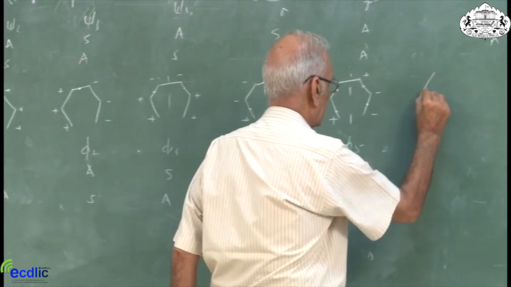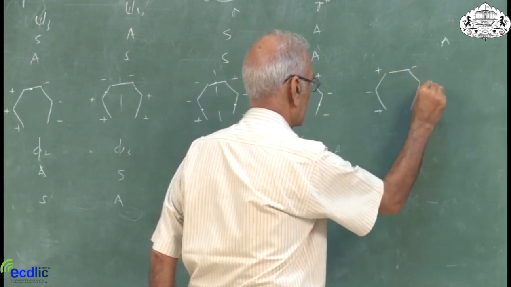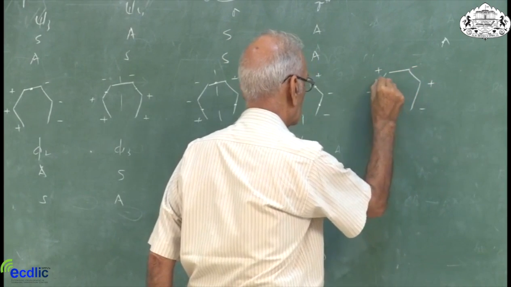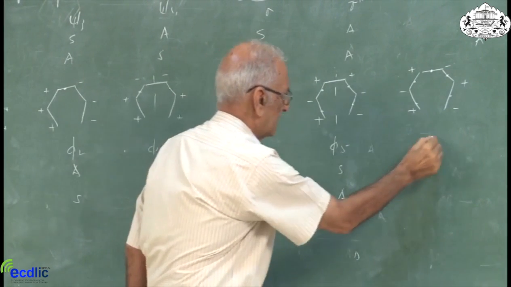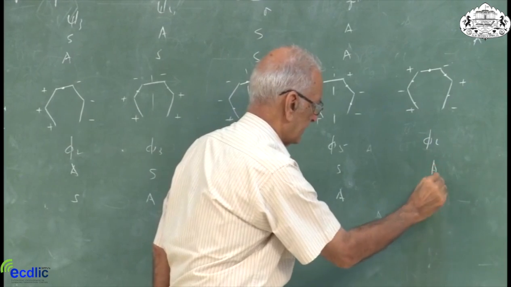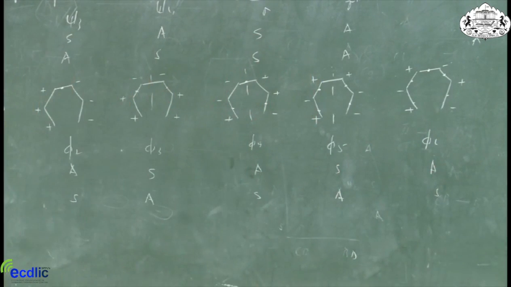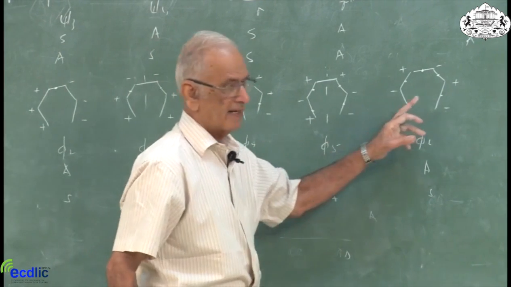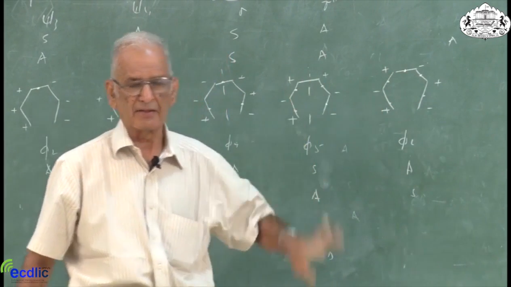And your last orbital, plus, minus, plus, minus, plus, minus. One node, 2 nodes, 3 nodes, 4 nodes, 5 nodes. Your 6th orbital, mirror plane anti-symmetric, C2 symmetric. First and last is opposite, second and second last is opposite, third and third last is opposite.